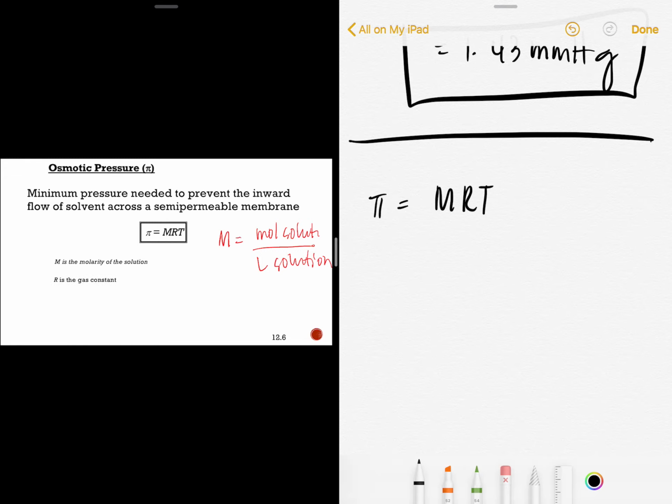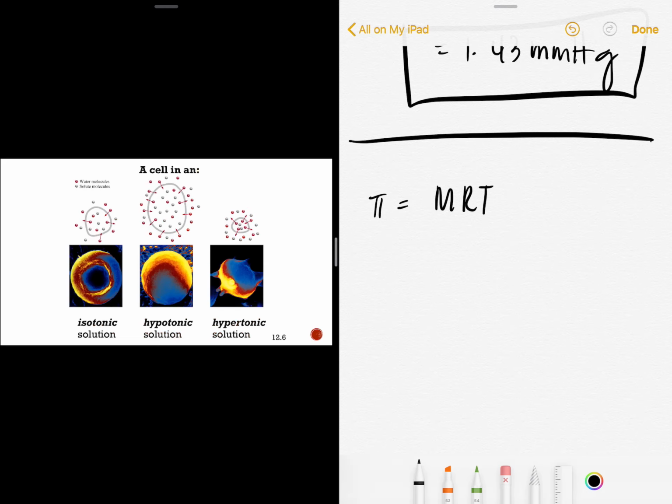What's the value for your gas constant? This is equal to 0.0821 liter atmosphere per mole Kelvin. You should memorize this. T is for the temperature and it should always be expressed in Kelvin.